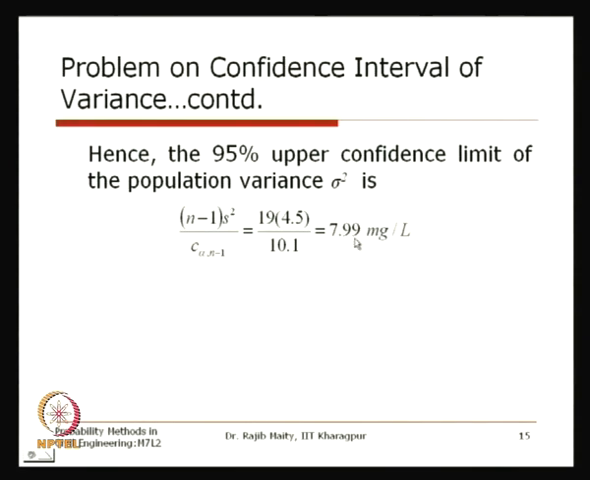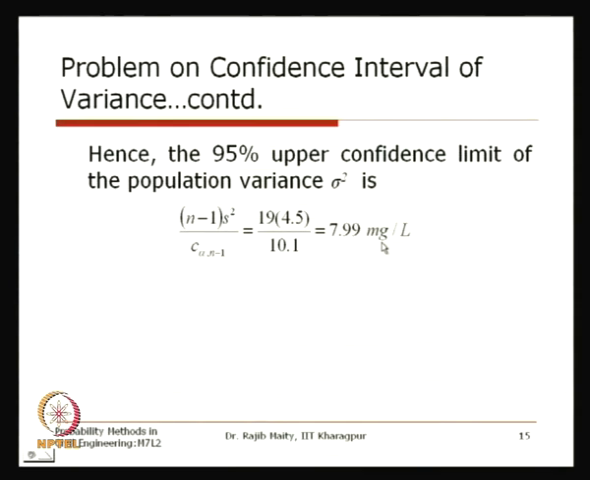So, 7.99 milligram per liter is the 95% upper confidence limit of this population variance. It is 7.99 mg.